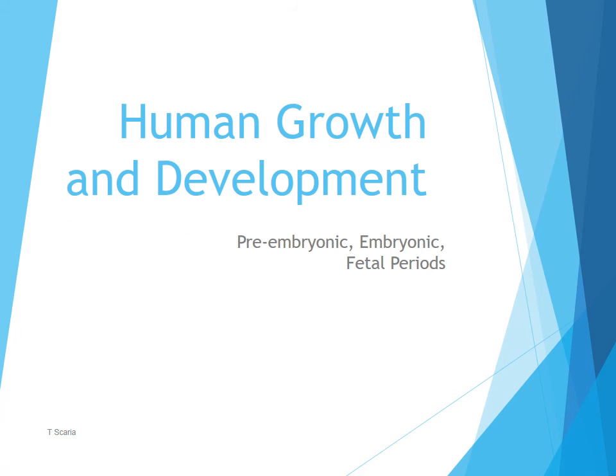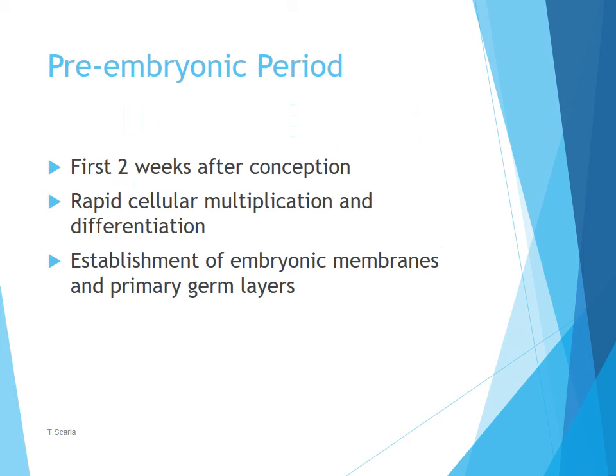Now let us move on to the human growth and development. We'll be discussing pre-embryonic, embryonic, and fetal periods. I'll be discussing very briefly in this video, and a detailed description is given in the notes, as well as please read your textbook. The first stage of development is pre-embryonic period. This is the first 2 weeks after conception. Rapid cellular multiplication and differentiation occurs during this period, and establishment of embryonic membranes and primary germ layers occurs during this period.